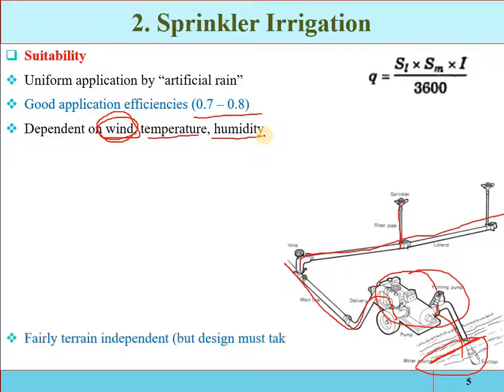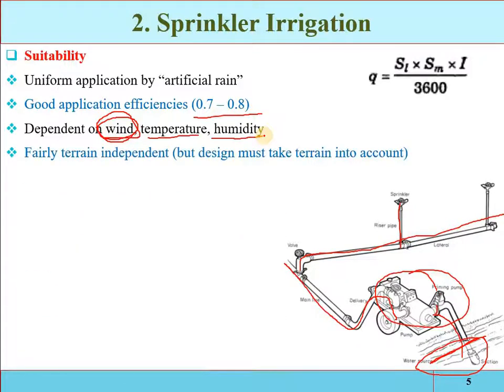In those areas where there is less humidity, the evaporation rate will be high and the efficiency of the system will be affected. Fairly terrain independent means this system is not dependent on the condition or the topography of the area or the slope of the area. This method is recommended for each type of slope, but design must take terrain into account. When you are designing and laying the pipelines of the system, the slope will be considered, so that the pressure requirement or the power requirement is reduced.